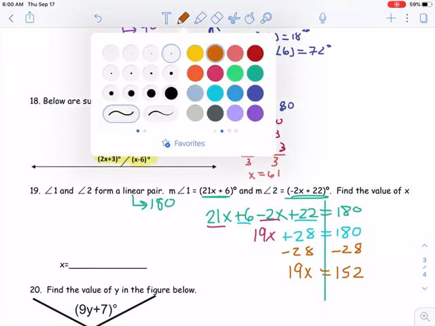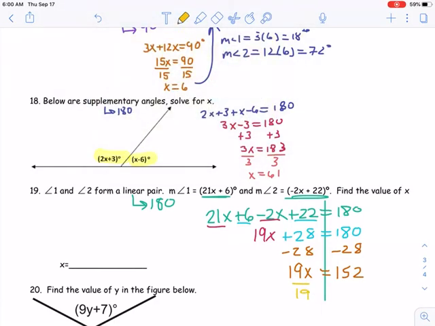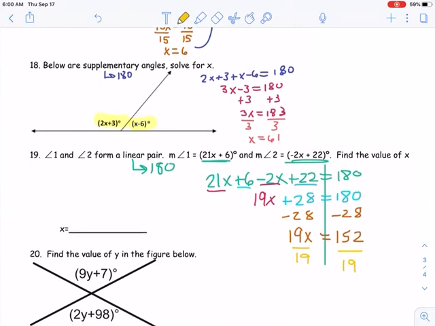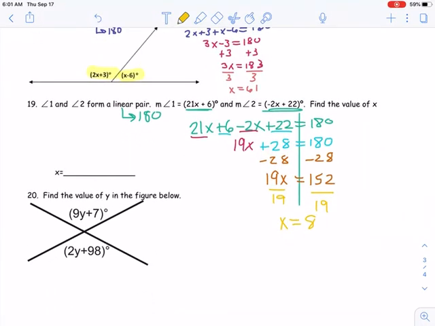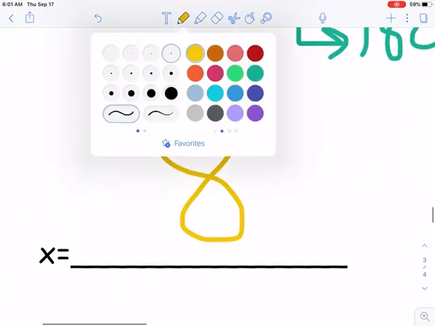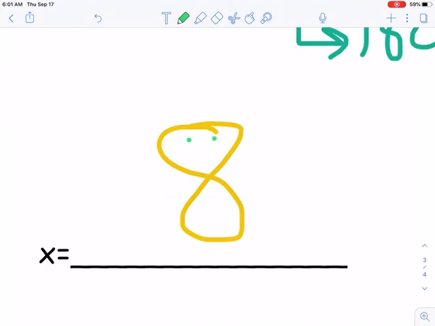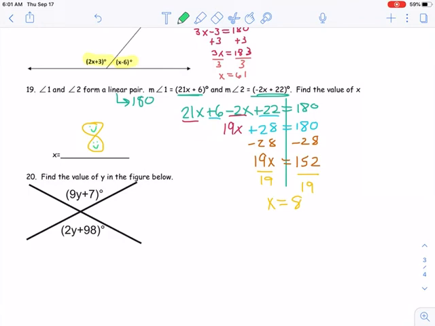And then how do I undo multiplication? Division. I'm going to have 152 divided by 19 is 8. Found the value of x, solved it. So we'll put 8 right here. And we'll make this 8 look cool. Little smiley face here, little smiley face here. It's a really happy 8. Look how happy that 8 is to exist.